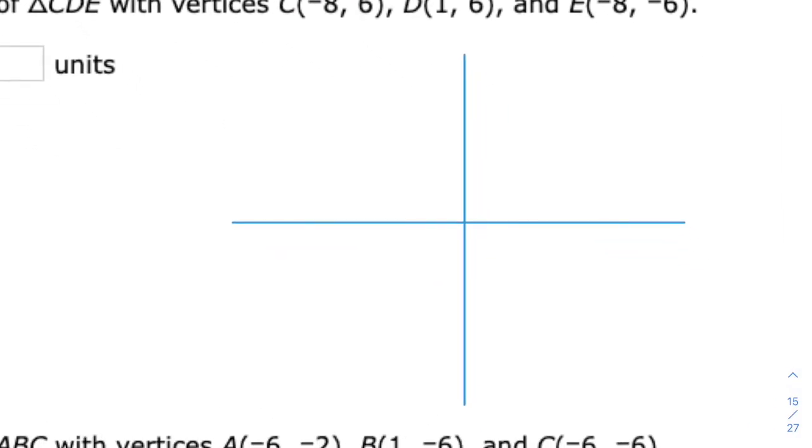So we have -8, 6. So -8, +6 is right about there. So C is -8, 6. D is 1, 6. And then E is -8, -6. So -8, -6, which is down here.